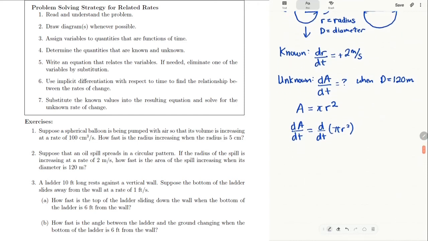So the derivative of A with respect to t is equal to the derivative of pi r squared with respect to t. So now we calculate these derivatives. Remember that we have chain rule. So the derivative of pi r squared is 2 pi times r times dr over dt.